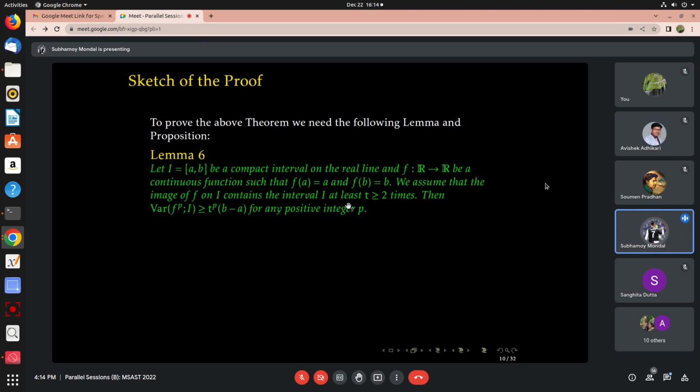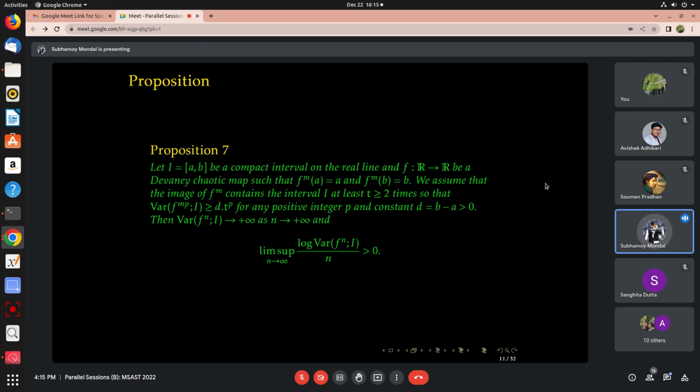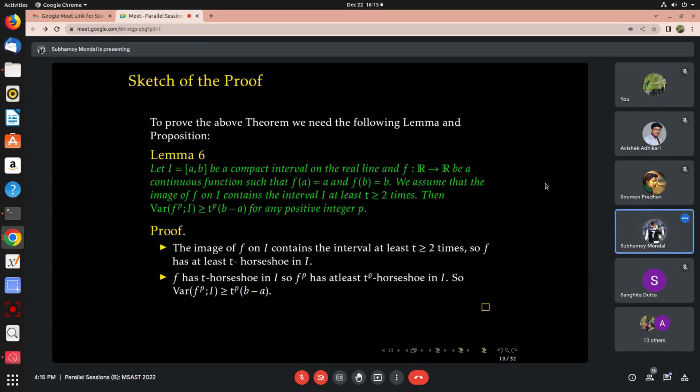The first lemma eventually tells that the variation grows exponentially along the iterates that are multiples of some positive integer p. This follows from the condition of the theorem that f has an S horseshoe, so f to the power p has an S to the power p horseshoe, and we get the result. The proposition tells that we can fill in the gaps and conclude that the variation grows exponentially along the iterates of any sequence. That is the generalization of this lemma.